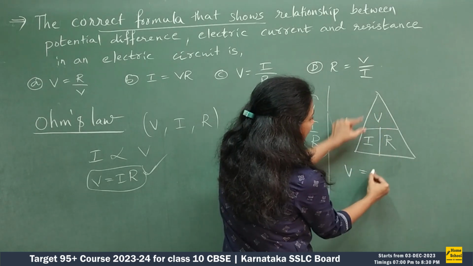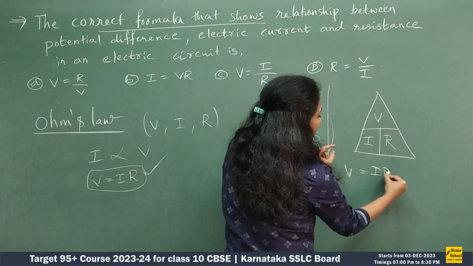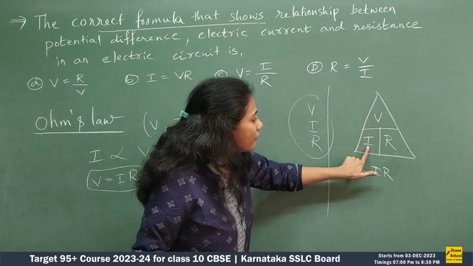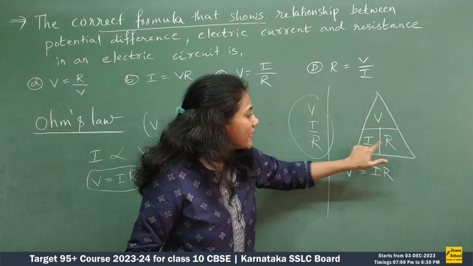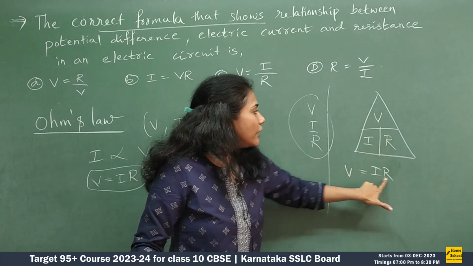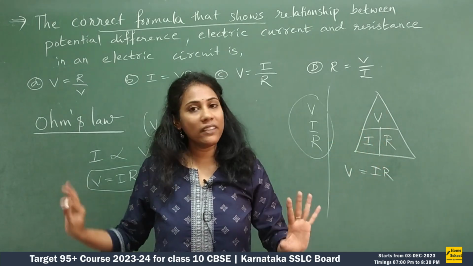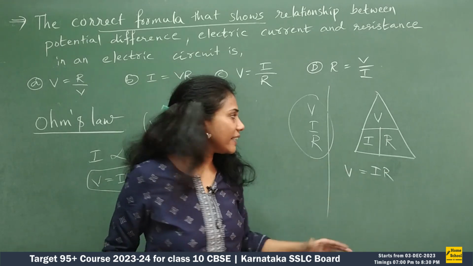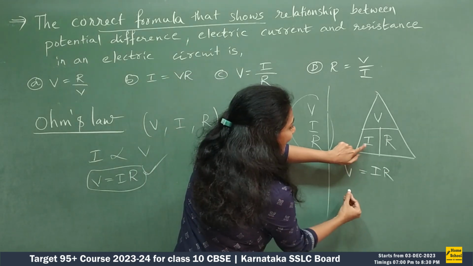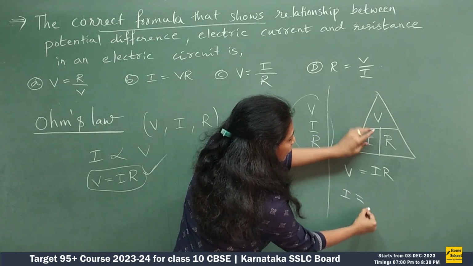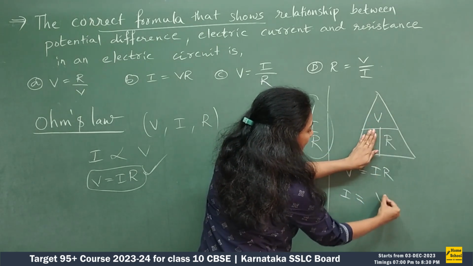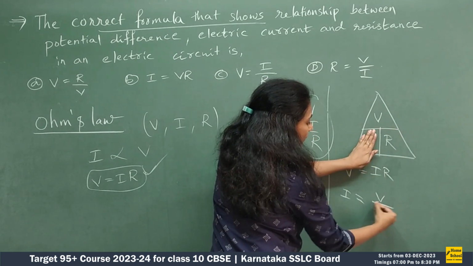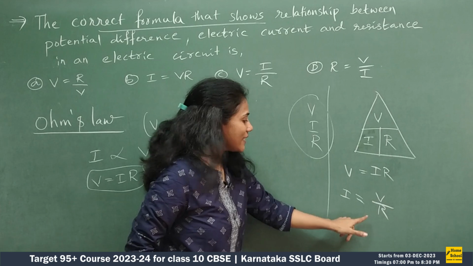See, this V is equal to I and R. This is one form, we all know. V is equal to IR. At the base you have I and R. So V is equal to IR. This is one form, very famous, everybody knows this. Now see other forms how I will write. I is equal to, if I close this I, look here, V, and at the bottom you have R. So V divided by R. This is the second form.